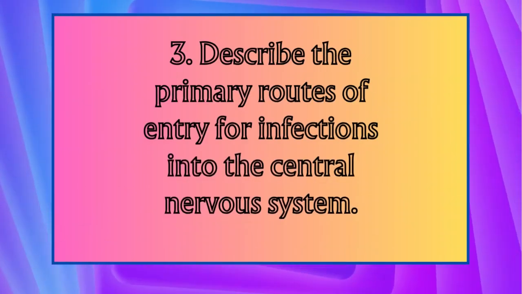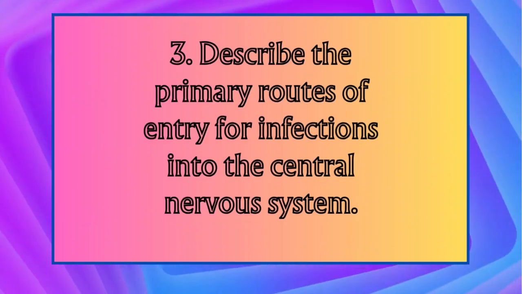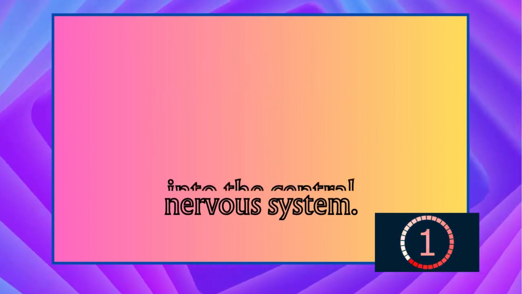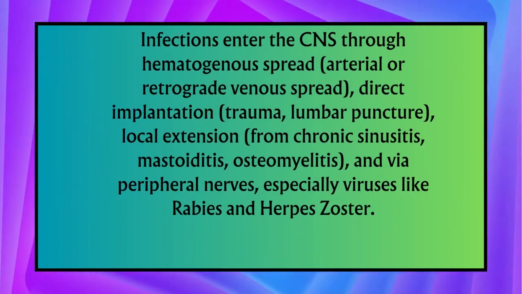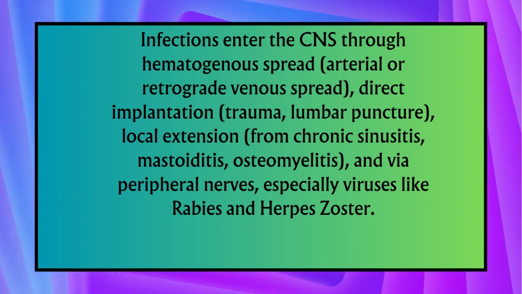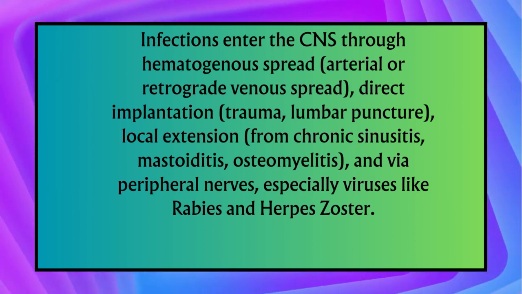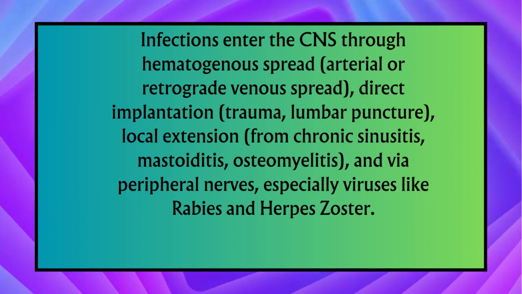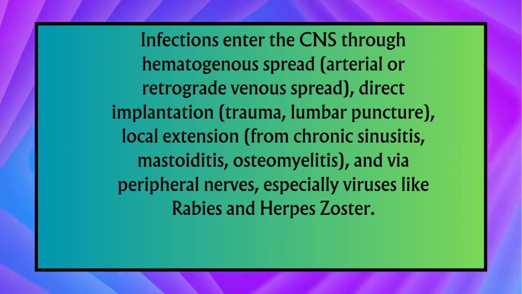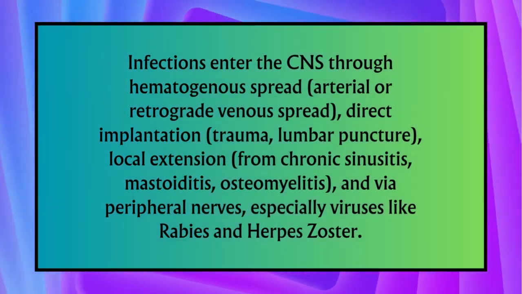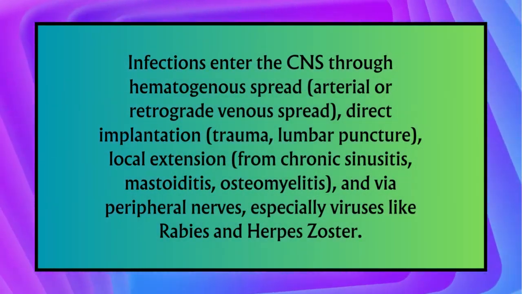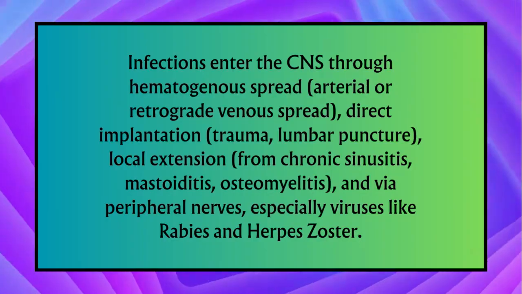3. Describe the primary routes of entry for infections into the central nervous system. Infections enter the CNS through hematogenous spread, arterial or retrograde venous spread, direct implantation, trauma, lumbar puncture, local extension from chronic sinusitis, mastoiditis, osteomyelitis, and along nerves, especially viruses like rabies and herpes zoster.